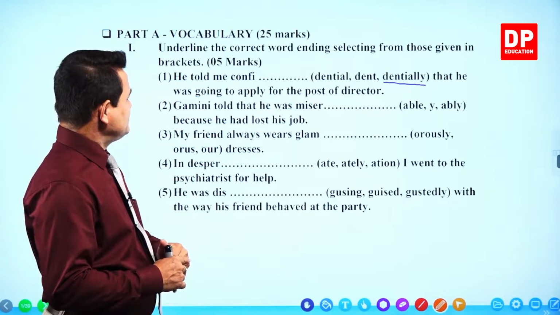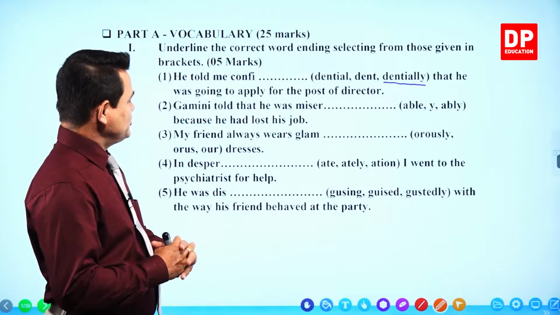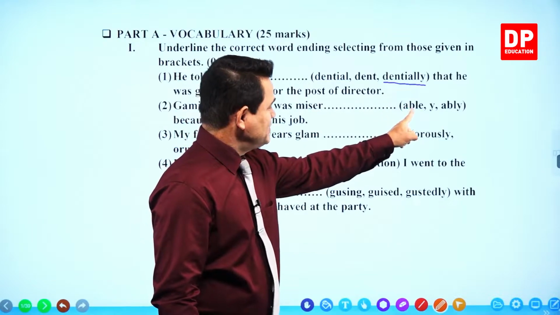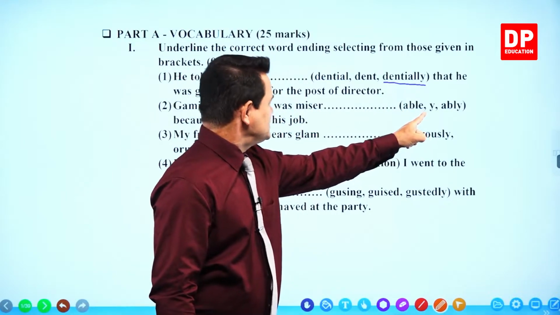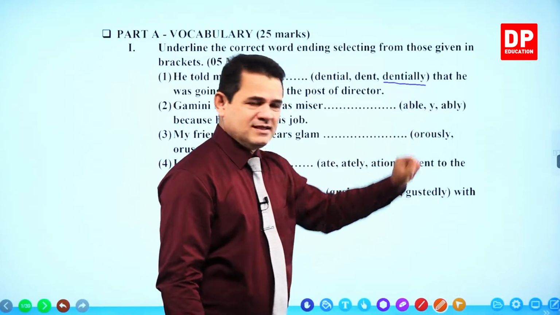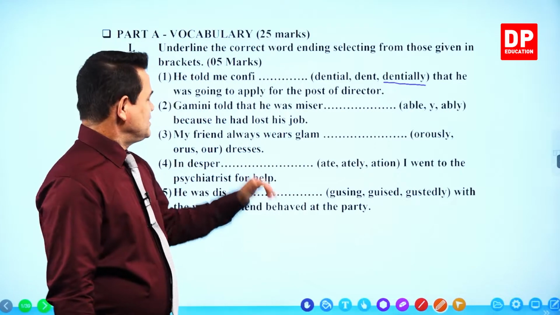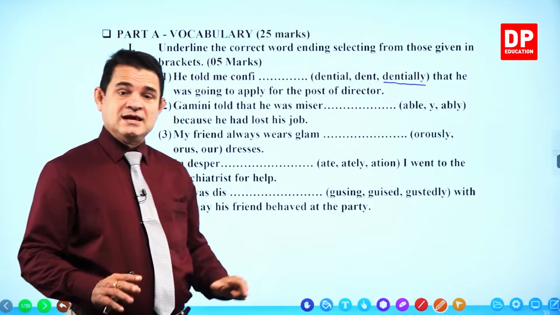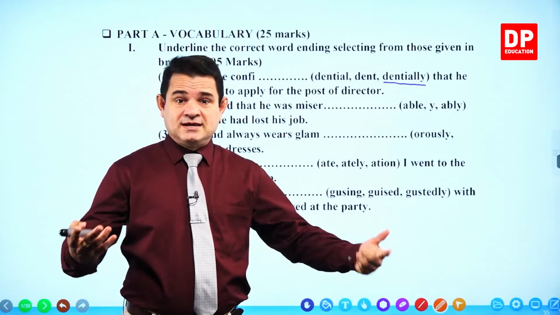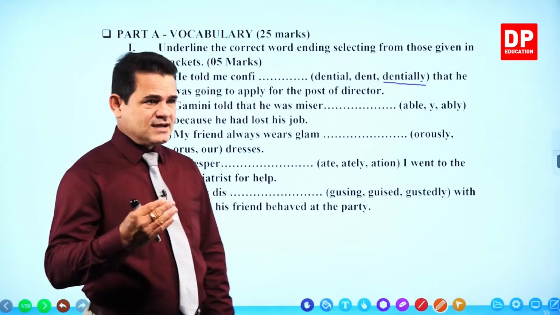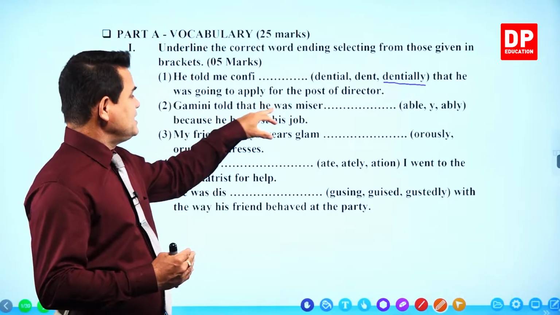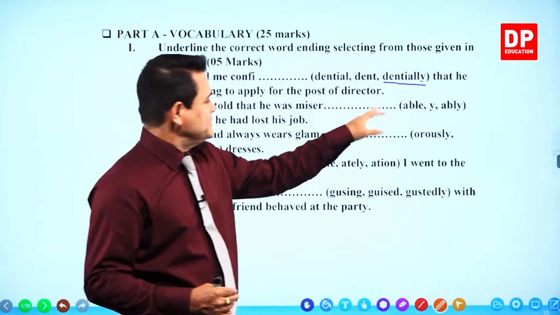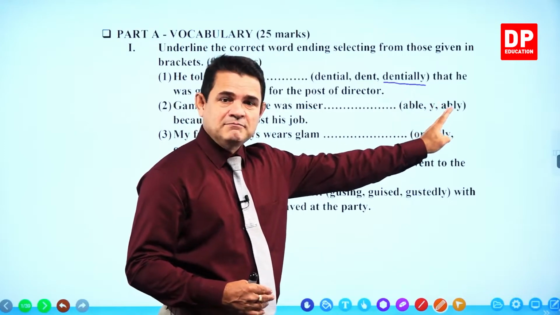Just have a look at the second one. Gami told that he was miserable, misery and miserably because he had lost his job. He had lost his job. යාගේ job එක රැකියාව නැති වුණා. නැති වෙලා තියෙනවා. ඒ නිසා එයා told me that he was miserable, the misery, the නැත්නම් miserably.